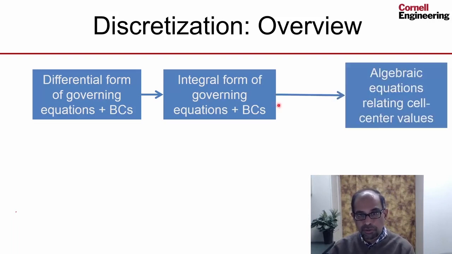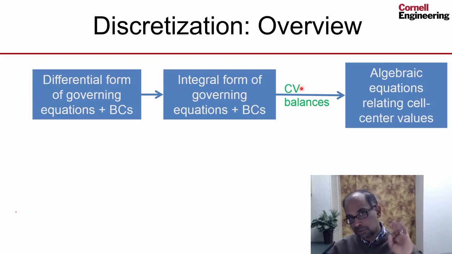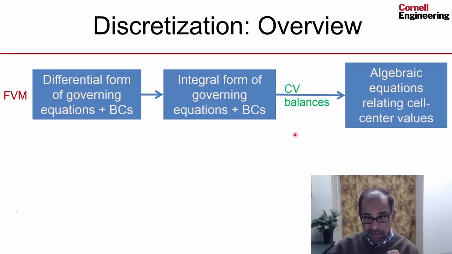And using the integral form, we saw how one can derive algebraic equations relating neighboring cell center values. And that's done by performing control volume balances cell by cell. And you do these control volume balances for mass, x momentum, and y momentum in our particular example. And that's how the finite volume method proceeds. And in the cell-centered flavor of the finite volume method, the algebraic equations will relate neighboring cell center values.